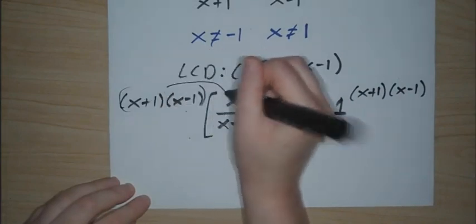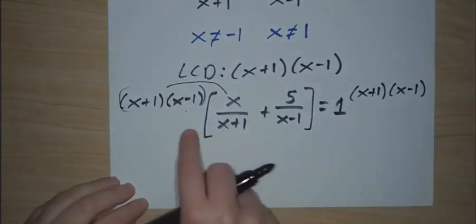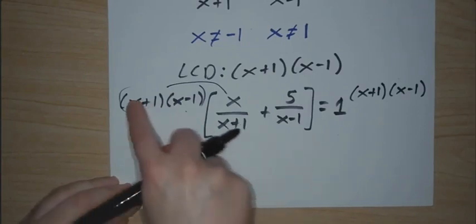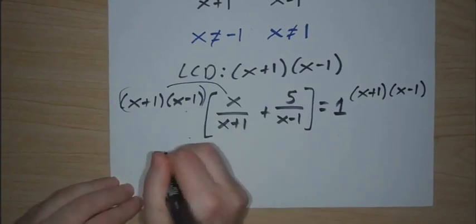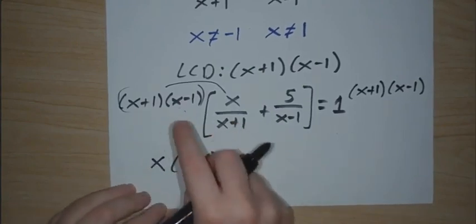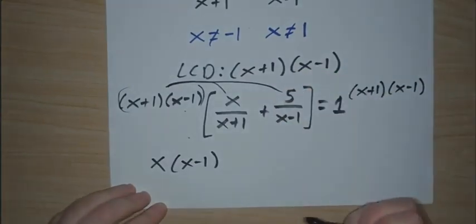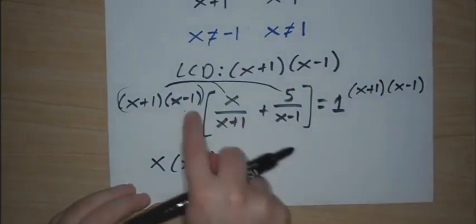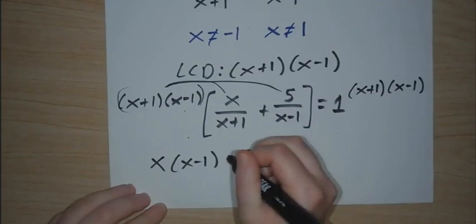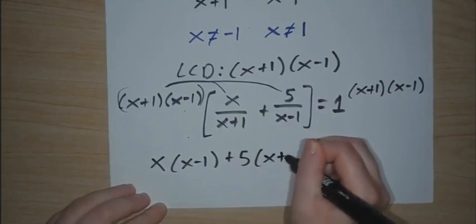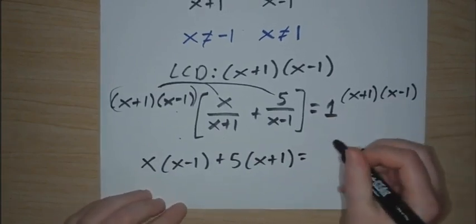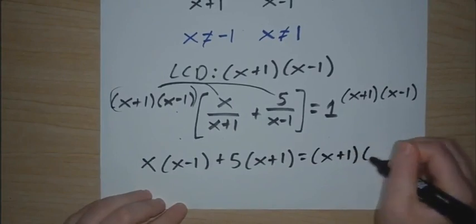So taking both of these terms and distributing it to this first term, x over x plus 1, we notice that there's going to be an x plus 1 on the top and the bottom. So the x plus 1's cancel, and so we're just going to be left with x times x minus 1 for this first term. Now taking this entire term and distributing it to the second term, 5 over x minus 1, we notice that there's going to be two x minus 1's on the top and the bottom, so those will cancel, and so we're just left with 5 times x plus 1. And this 1 times x plus 1 times x minus 1 is just going to be x plus 1 times x minus 1.